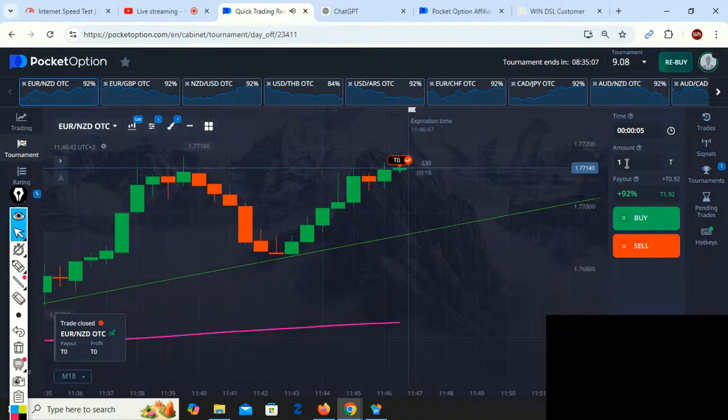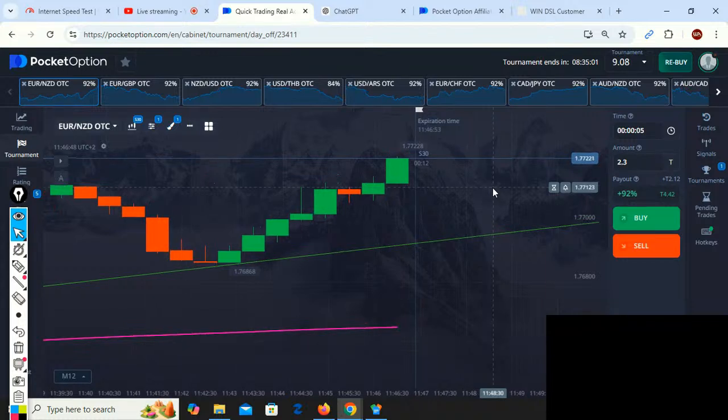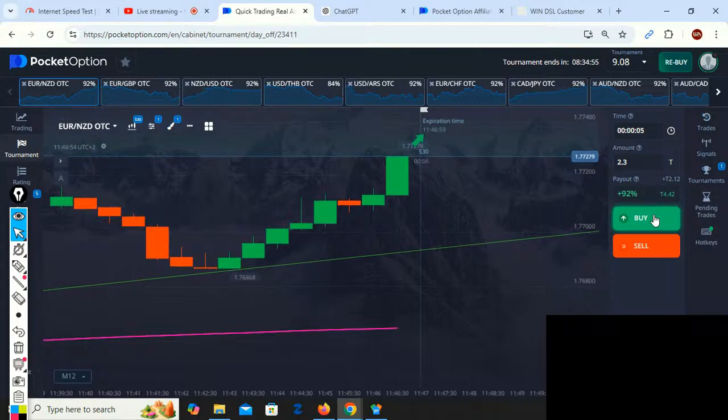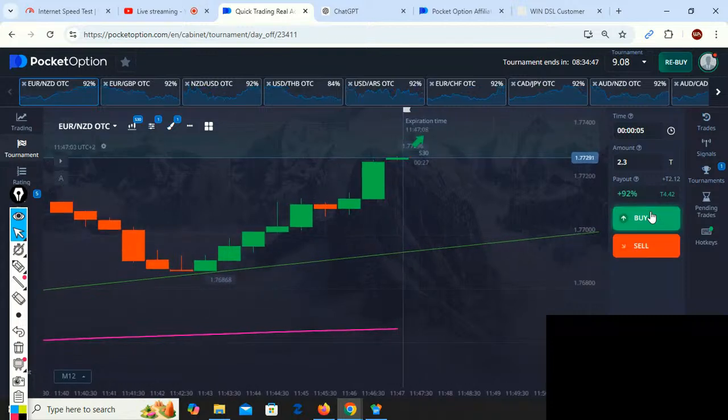Come on. I'll go for 2.3. Go for a buy as well. I need green. So I made a mistake which cost a lot. Let's see. Green. Green. I go for a buy.